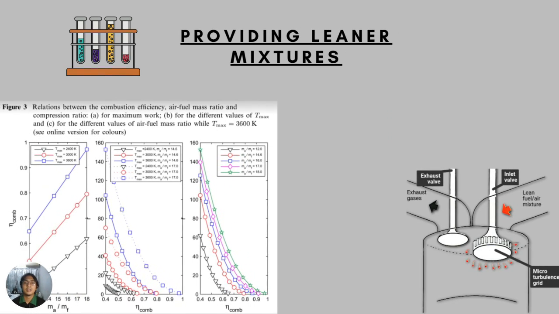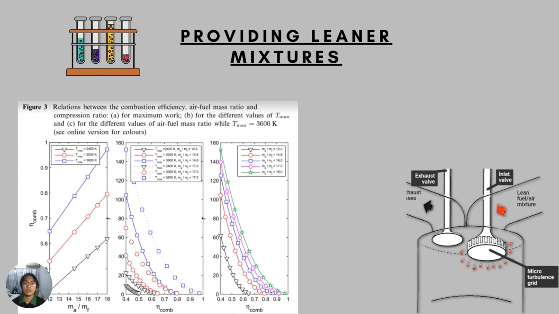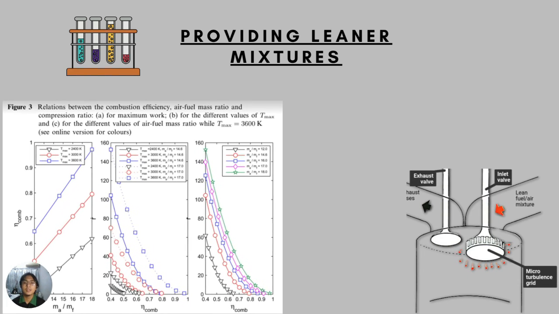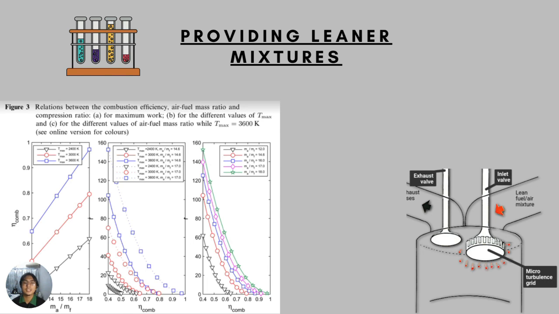Next, my suggestion is to provide the linear mixtures. This suggestion is related to the first one, which will produce better efficiency. Figure 3a shows the combustion efficiency at a near unity value of 0.98 for the linear mixture at 3600 Kelvin. Meanwhile, the combustion efficiency for standard stoichiometric mixture is only between 0.5 and 0.8. As for 3b, the highest value for the combustion efficiency can be obtained by reducing the compression ratios and supplying linear mixture.